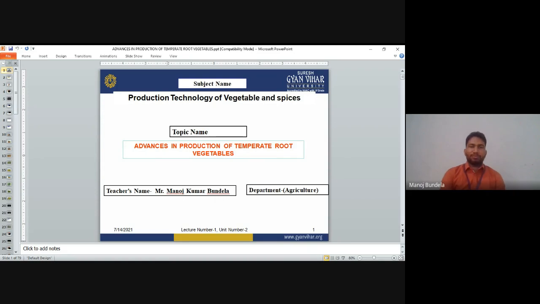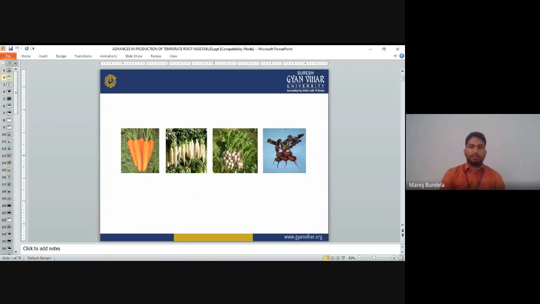In root vegetables, normally come carrot, radish, turnip, and beetroot. You can see carrot, radish, turnip, and beetroot. These all come under the temperate root vegetables.